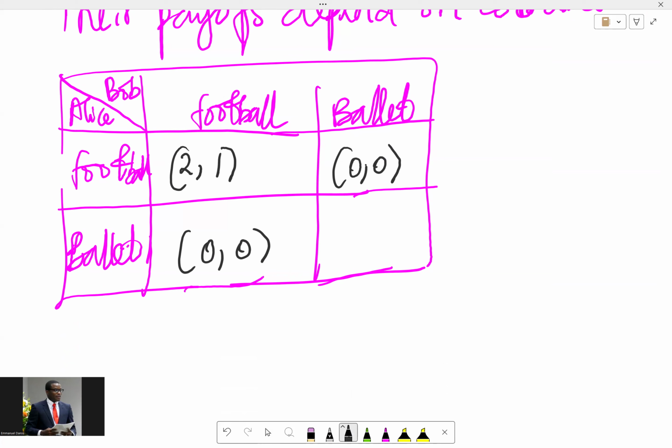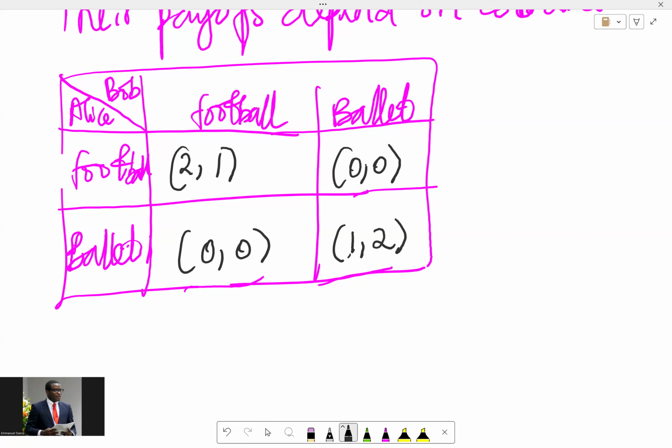On the other hand, if Alice chooses ballet and Bob chooses ballet also, they can enjoy the activity together. In that case, because Bob is choosing Alice's activity, Alice gets 1 point and Bob gets 2 points. So it's more like Bob is sacrificing for them to have the time together, and he earns more points. That's the basic idea of the battle of the sexes. That's what the payoff looks like.